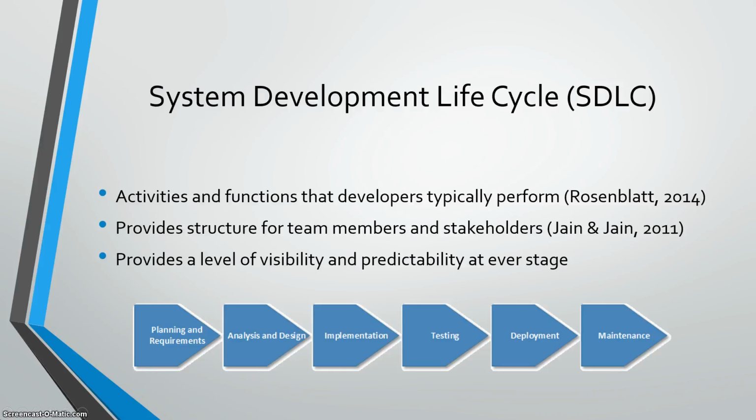So you can see by that diagram it provides a level of visibility and predictability at every stage. You can see this is what we're doing at this stage, this is what we'll do at the next stage. It gives that predictability that's very valuable when developing a system.